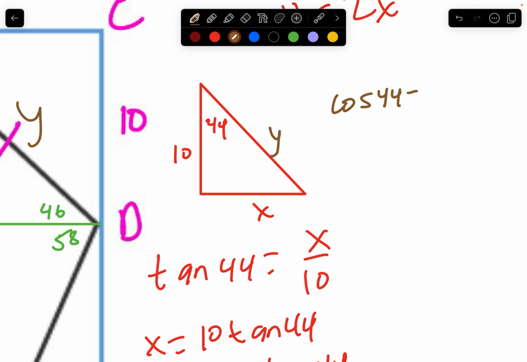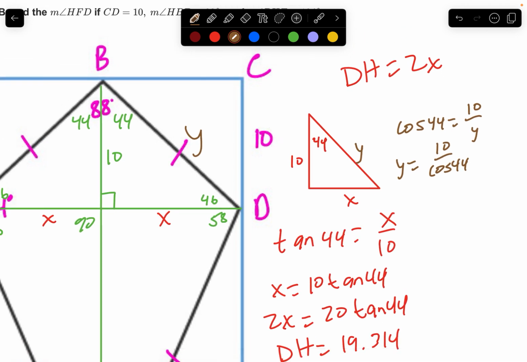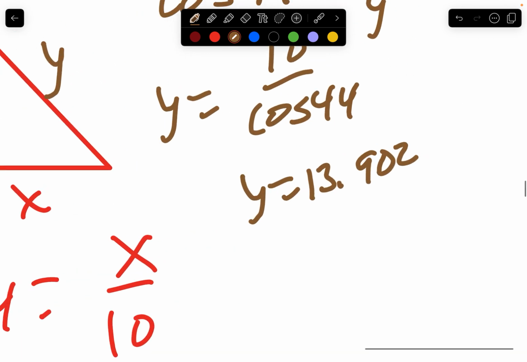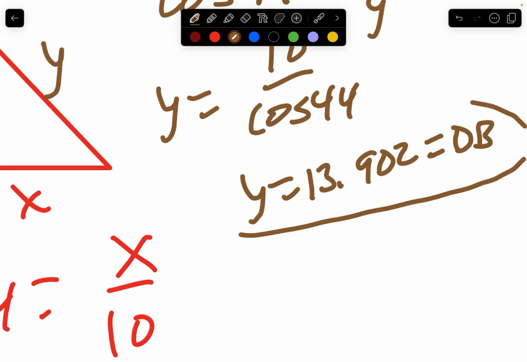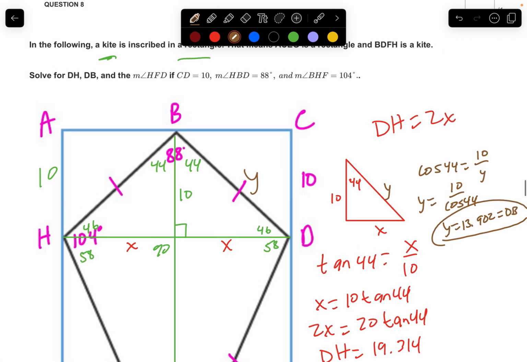The cosine of 44 equals adjacent 10 over hypotenuse Y. So that's going to be 10 over the cosine of 44. And that's just Y straight up. So 10 over the cosine of 44, and I get 13.902. And that is DB. So there's DB. And then the last thing they want is the measure of angle HFD.